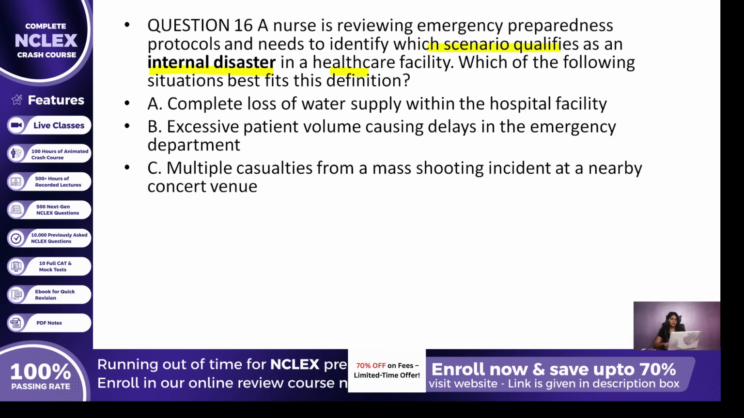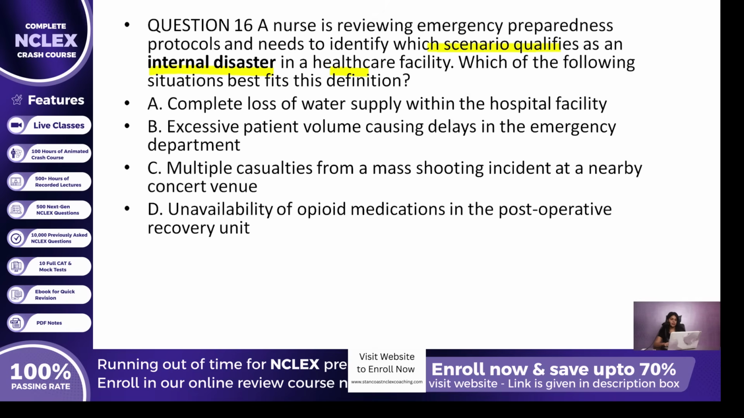C. Multiple casualties from a mass shooting incident at a nearby concert venue. D. Unavailability of opioid medications in the post-operative recovery unit. The correct answer is option A. Complete loss of water supply within the hospital facility.